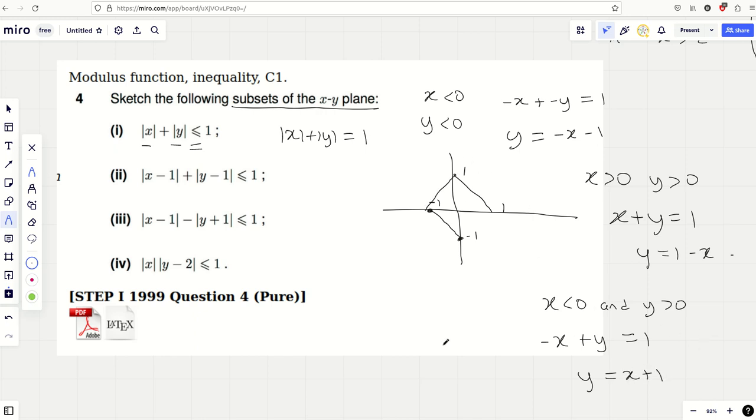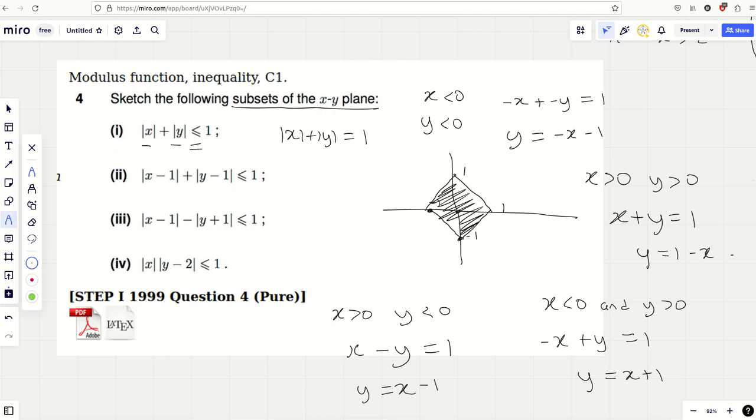You're going to get a lovely little diamond, aren't you? And then when x is greater than 0 and y is less than 0, guess what? You've got x minus y equals 1, and so y equals x minus 1, and that looks like that. Therefore, if we've got to sketch this where it's less than or equal to 1, we'll pick a point. Most people pick the origin, so do I. 0 plus 0 is less than or equal to 1, so this lies in the region, and therefore it's all points in that diamond.